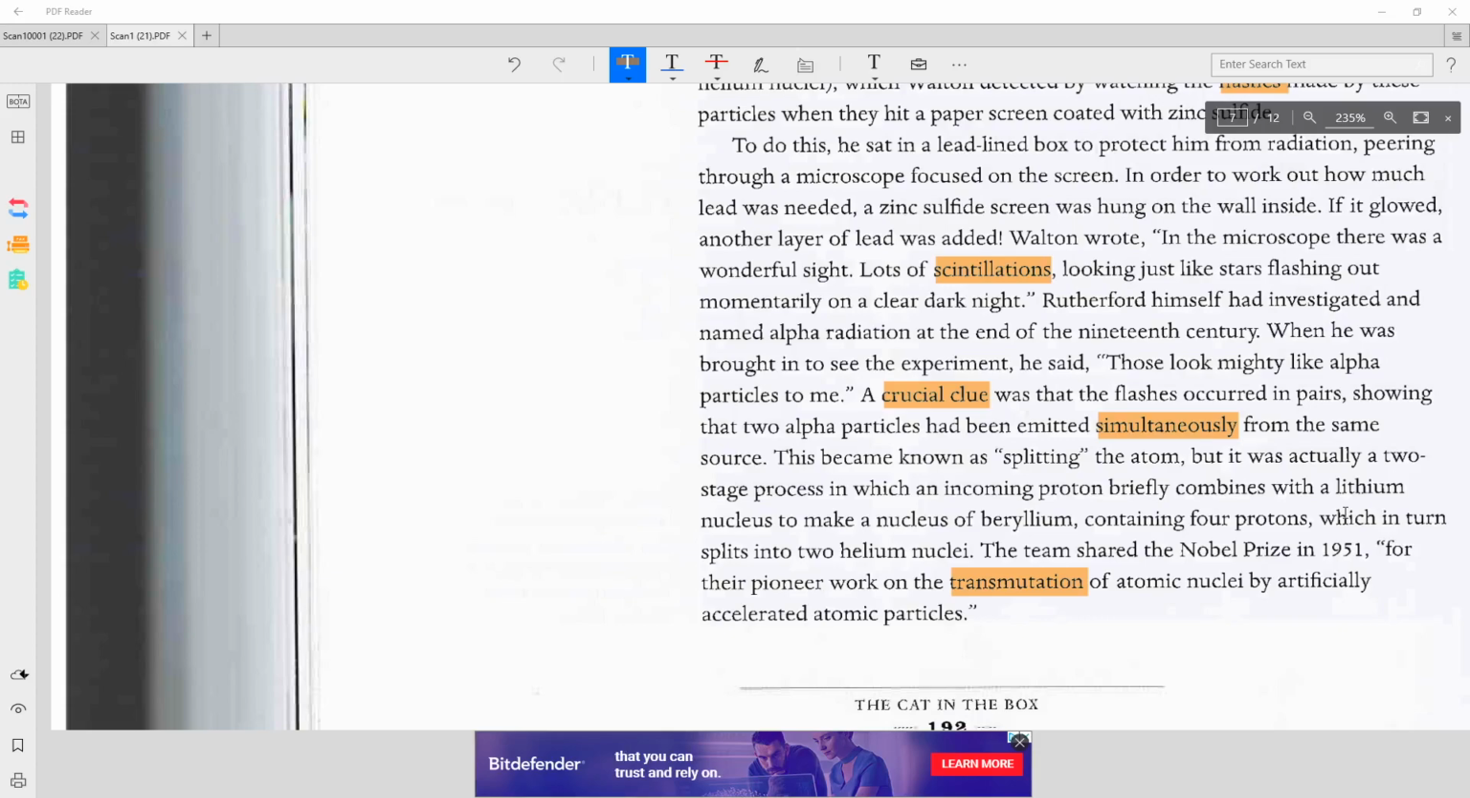Rutherford himself had investigated and named alpha radiation at the end of the 19th century. When he was brought in to see the experiment, he said, "Those look mighty like alpha particles to me." A crucial clue was that the flashes occurred in pairs, showing that 2 alpha particles had been emitted simultaneously from the same source. This became known as splitting the atom, but it was actually a 2-stage process in which an incoming proton briefly combines with a lithium nucleus to make a nucleus of beryllium containing 4 protons, which in turn split in 2 helium nuclei. The team shared the Nobel Prize in 1951 for their pioneer work on the transmutation of atomic nuclei by artificially accelerated atomic particles.